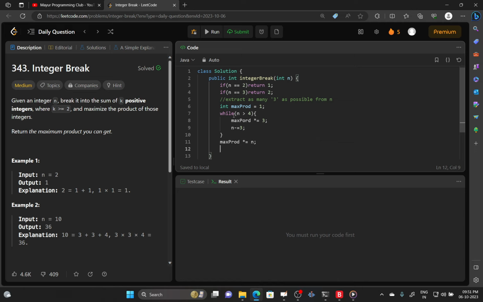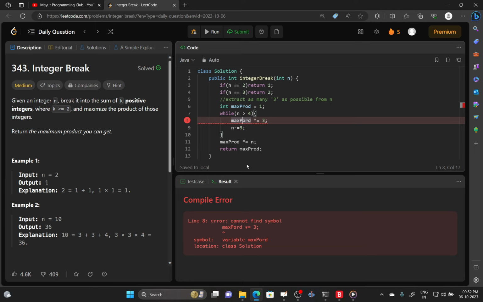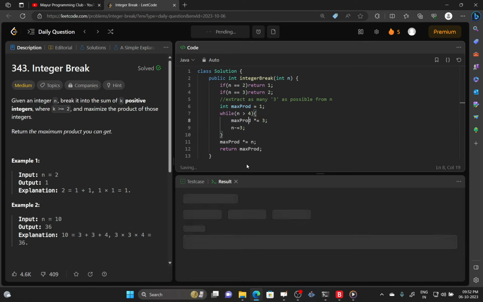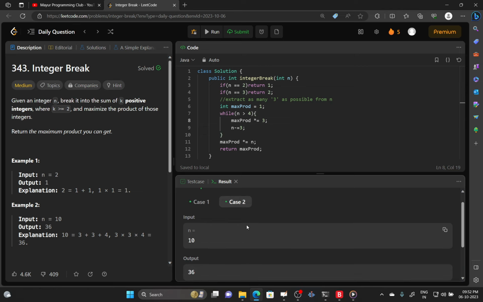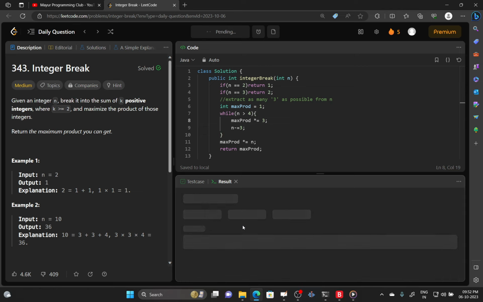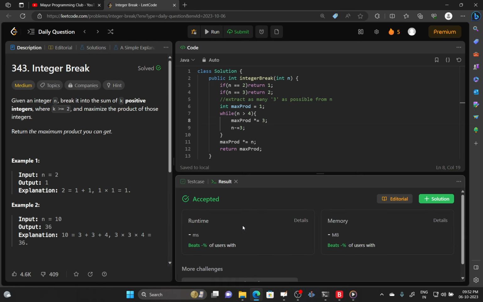Let's try to submit. It's getting some error. The max product, cannot find symbol. Okay, we have made some spelling mistake. Let's try to submit for sample test cases first. As you can see, it's getting accepted for these two at least. Now let's try to submit it. As you can see, it's getting accepted.